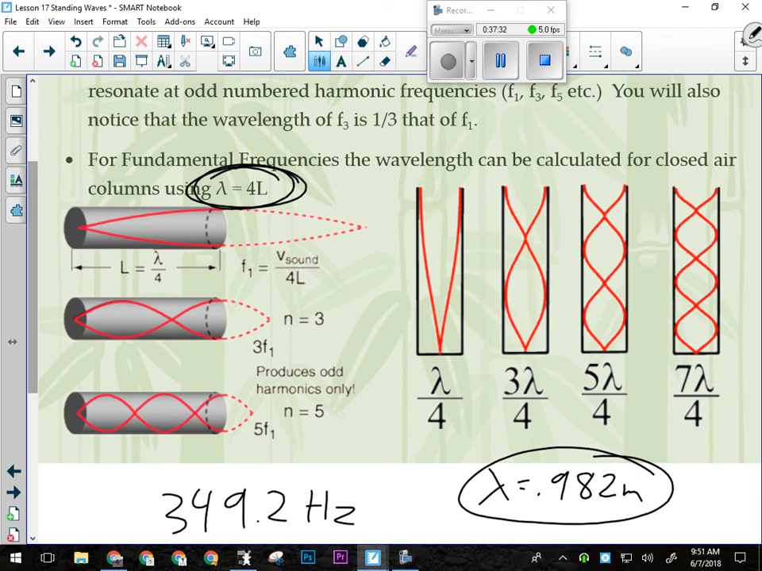All right. Everybody all right with that idea? All right, here's another thing we have to remember about closed air columns. Okay, this is F1. Okay, but this is F3. This is 1/4, 3/4. This is F5. It's 5/4. This is F7. Okay, 7/4 of a wavelength. Right. This type of air column only resonates at odd frequencies because F2 is this. Okay, what do I hear at F2? Nothing. There's a standing wave there, but I don't hear it.